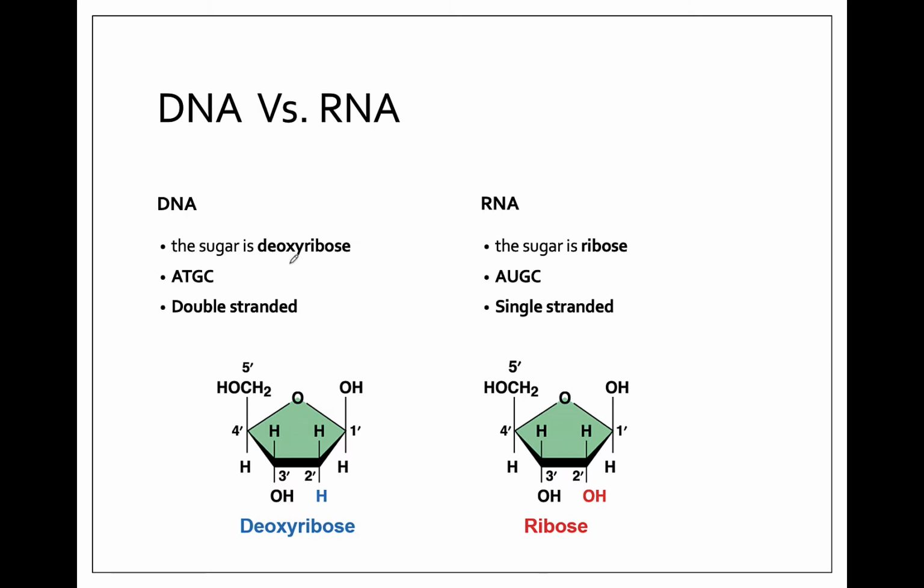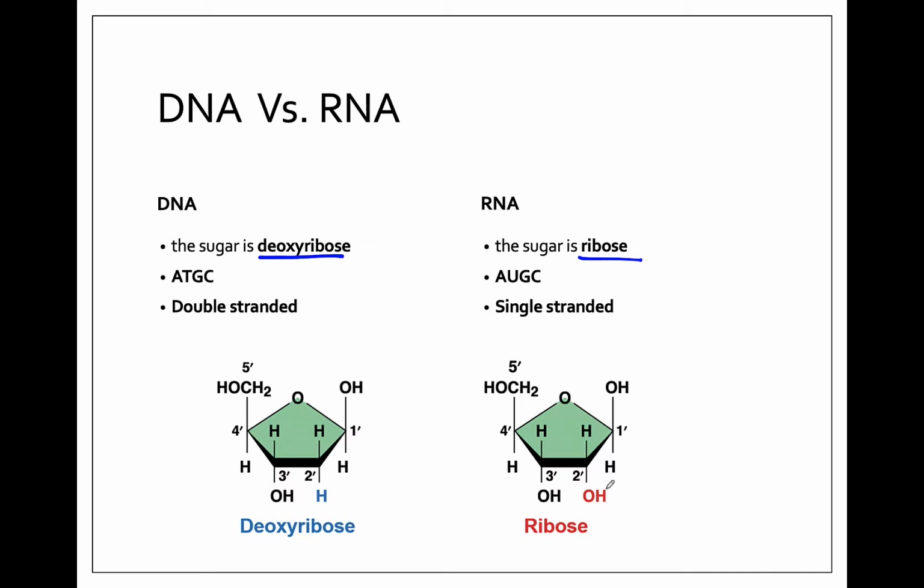So the first one is the sugar. DNA is named deoxyribonucleic acid because its sugar is called deoxyribose. So you can see that pictured right here. RNA is ribonucleic acid because the sugar that makes it up is called ribose. Those are both 5-carbon sugars.